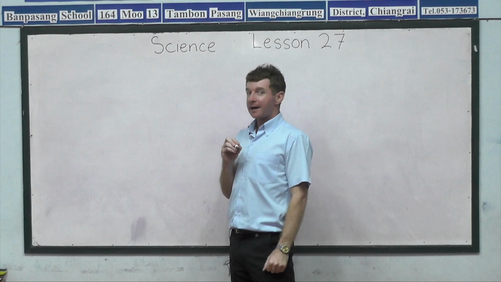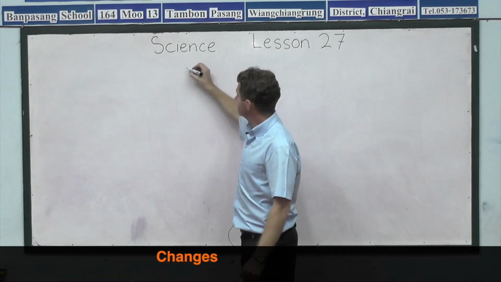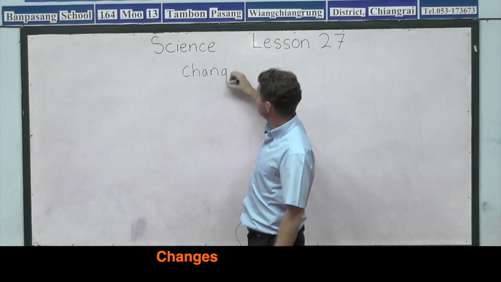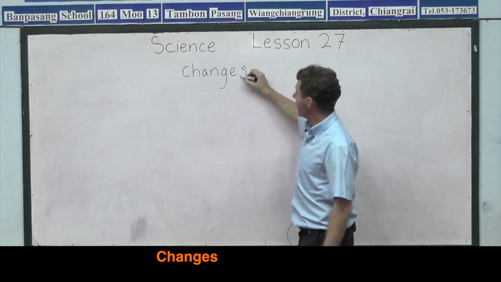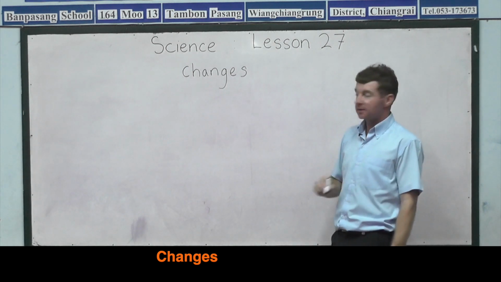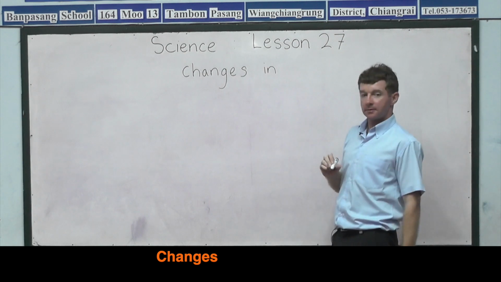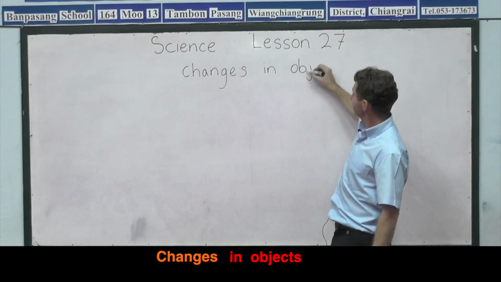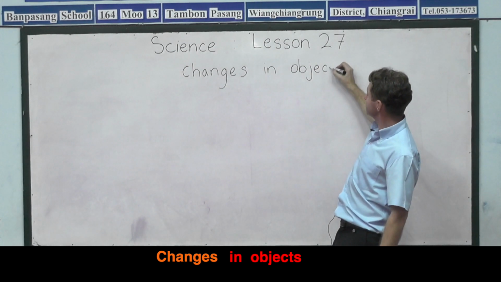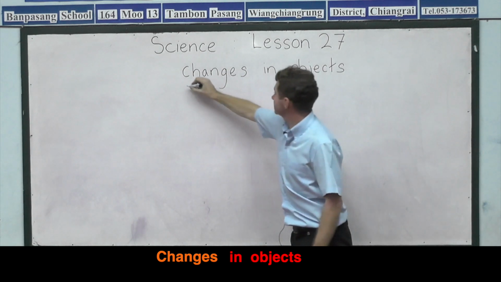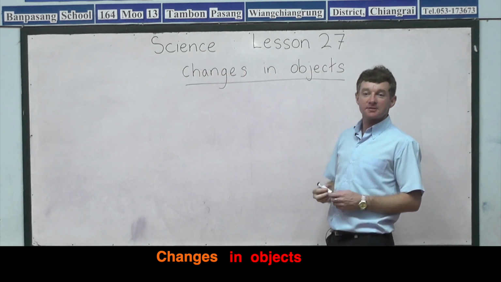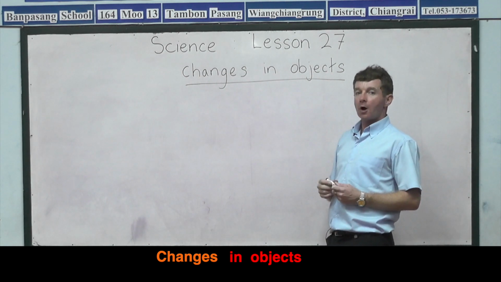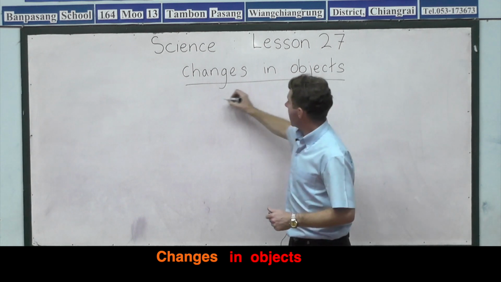Now, let's spell. How do we spell changes? C-H-A-N-G-E-S. Changes. In. O-B-J-E-C-T-S. Changes in objects. So, last week I wrote two columns.